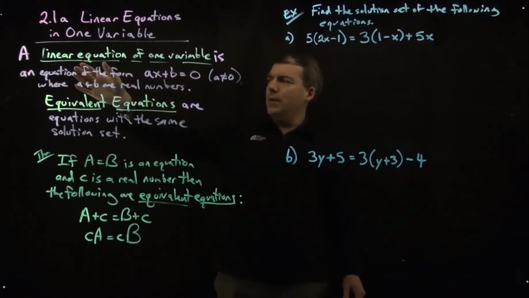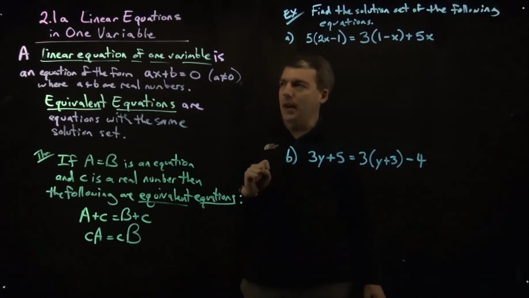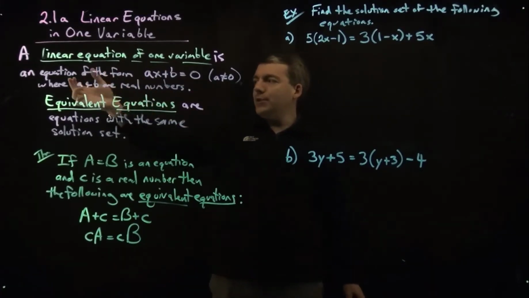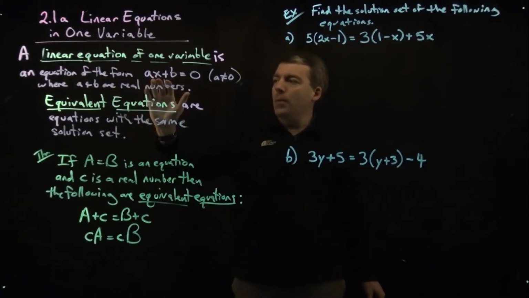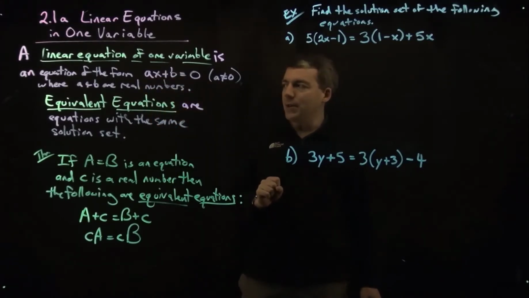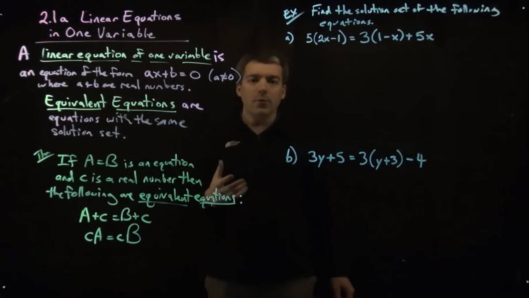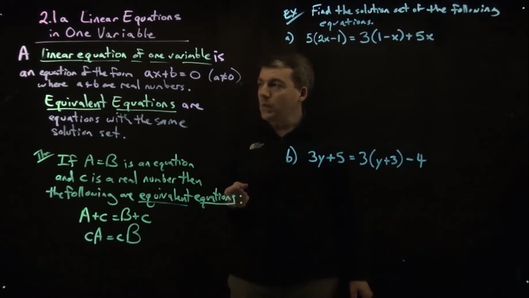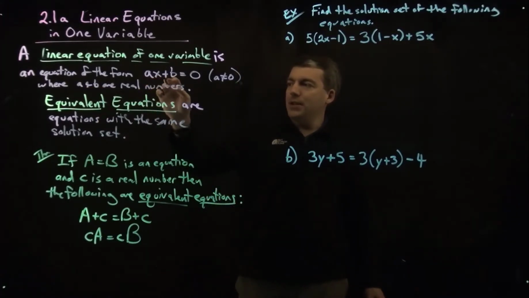Well, we're going to be dealing with linear equations of one variable for right now, and it's an equation that can be put in the form ax plus b equals 0, where a is not 0, and a and b are real numbers. So this is the form, ax plus b equals 0.